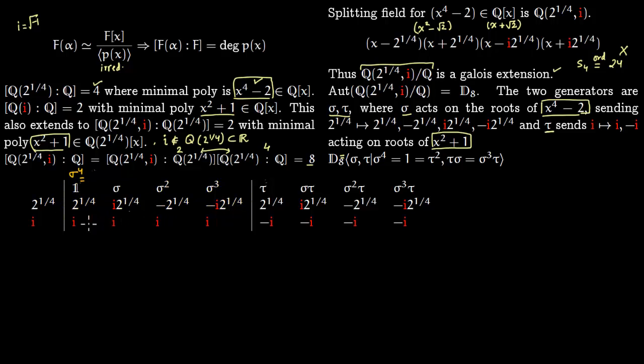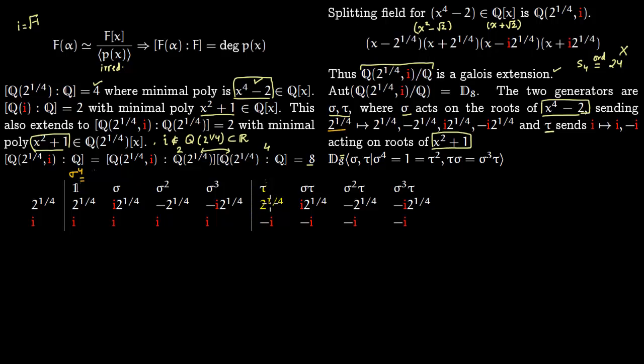And this sigma is not having any impact on this complex i. So notice how sigma is permuting the roots. First, 2^(1/4) goes to i·2^(1/4), and then it goes to minus 2^(1/4), then it goes to minus i·2^(1/4), and then it ends up at 2^(1/4). So all the roots are being permuted by sigma. Similarly, tau permutes the roots of this polynomial. So it takes this complex i to negative i, and it has no impact on 2^(1/4).